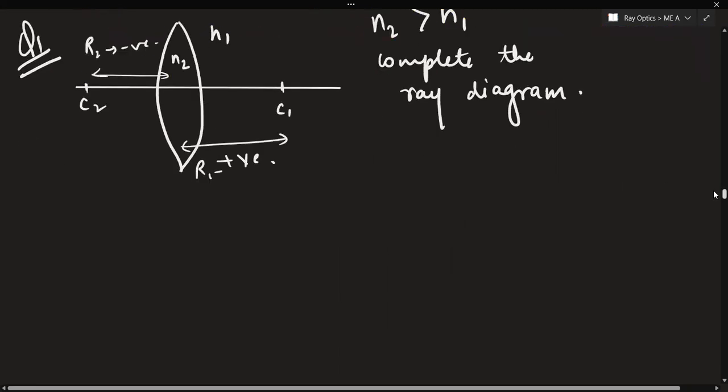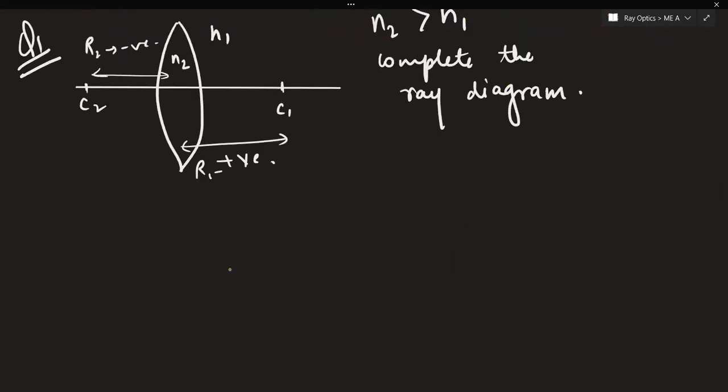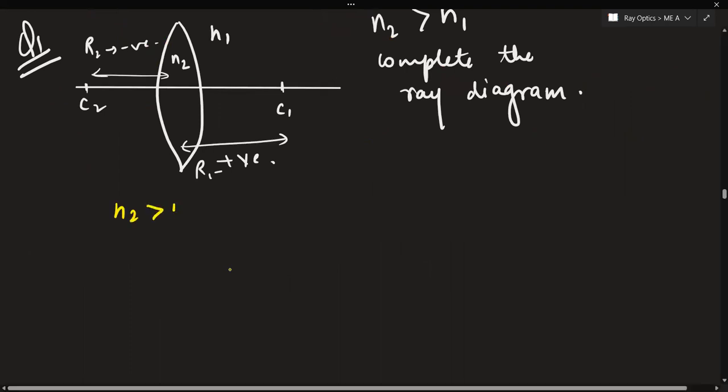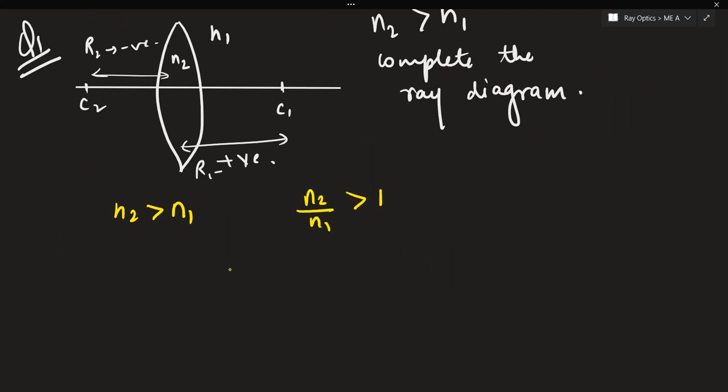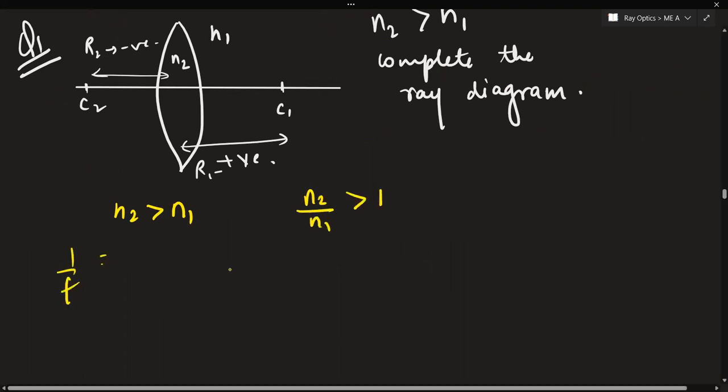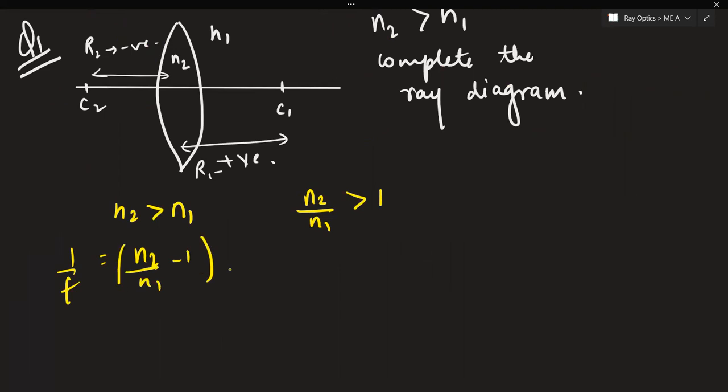Now in this case, N2 is greater than N1. See, N2 is greater than N1. So N2 by N1 will also be greater than 1. Come to the lens maker formula. 1 by F is what? N2 by N1 minus 1, times 1 by R1 plus 1 by R2. Okay, this is negative, this is positive.